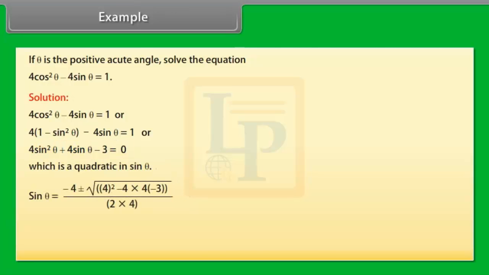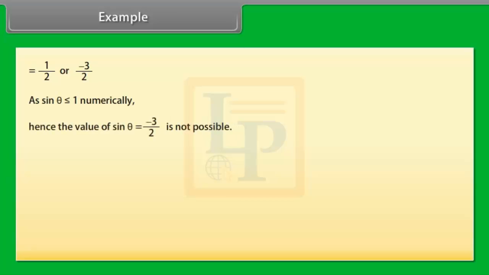Sin of theta is equal to (minus 4 plus minus under root of 4 square minus 4 into 4 into minus 3) by 2 into 4, which is equal to (minus 4 plus minus 8) by 8, equal to 1 by 2 or minus 3 by 2. As sine of theta is less than or equal to 1 numerically, the value of sine of theta equal to minus 3 by 2 is not possible. Therefore, sine of theta is equal to half, which is sine of 30 degrees. So, theta is equal to 30 degrees.